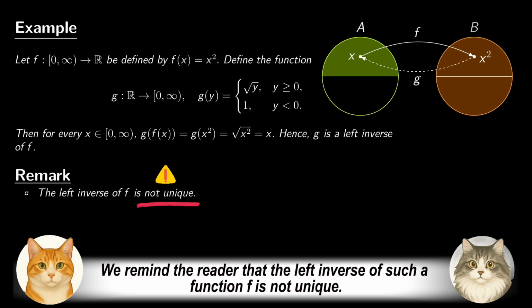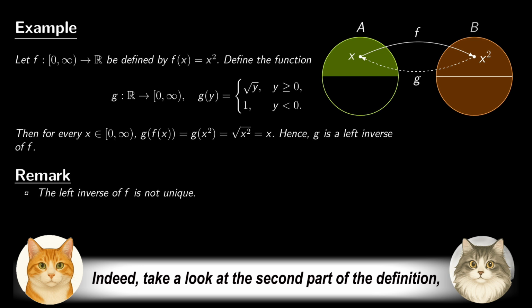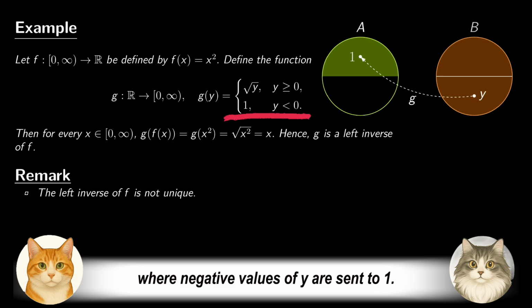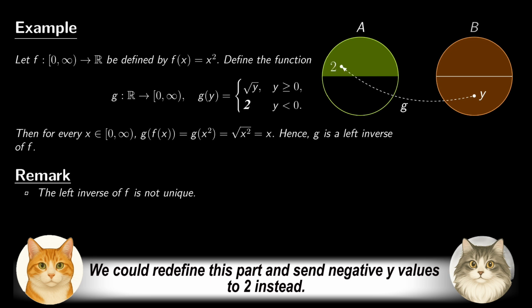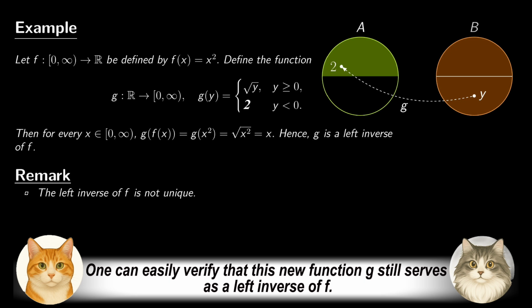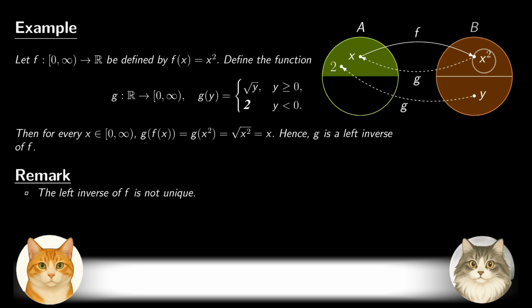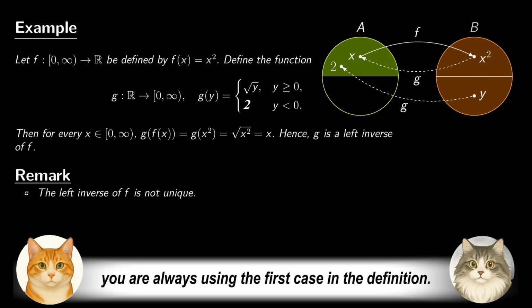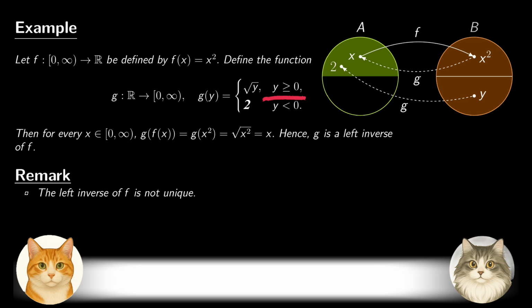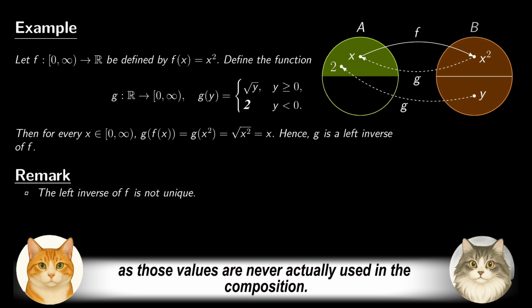We remind the reader that the left inverse of such a function f is not unique. Indeed, take a look at the second part of the definition, where negative values of y are sent to 1. We could redefine this part and send negative y values to 2 instead. One can easily verify that this new function g still serves as a left inverse of f. After all, when you start from an element in the domain of f and apply f, you end up with a non-negative number. Then, when you apply g, you are always using the first case in the definition. So it doesn't matter how we define g(y) for negative y, as those values are never actually used in the composition.